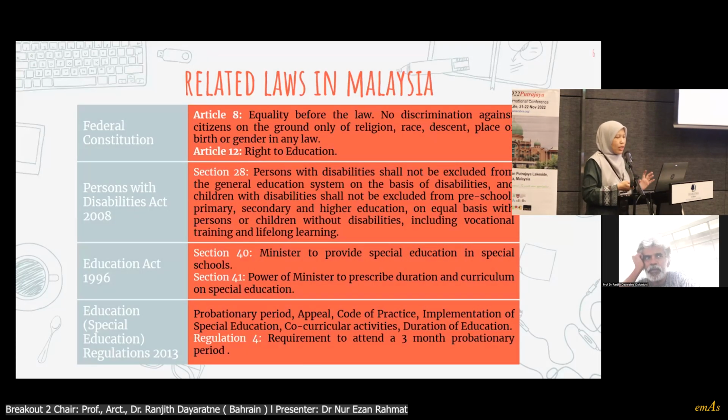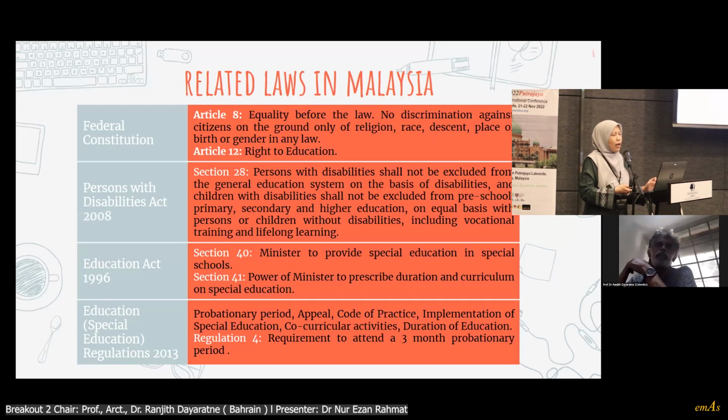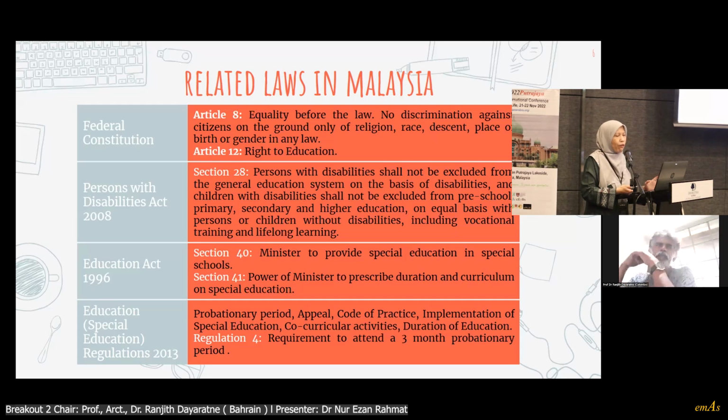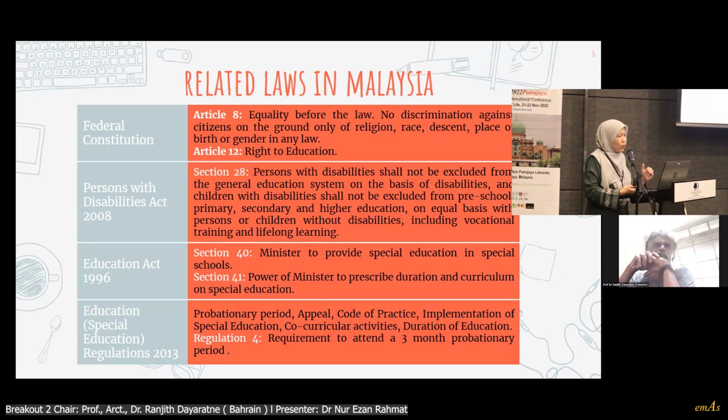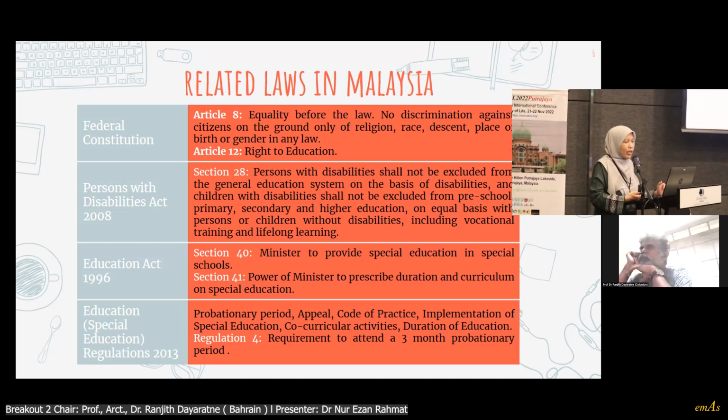Alright, I don't want to read all these laws in Malaysia. I would like to highlight only one or two. We have one very general law here, the Federal Constitution, Article 8 and Article 12, on equality before the law and the right to education. So all people in Malaysia are equal before the law and have the right to education. I would also like to highlight the Person with Disabilities Act 2008, Section 28: persons with disabilities shall not be excluded from the general education system on the basis of disabilities. And of course, we have so many other laws.